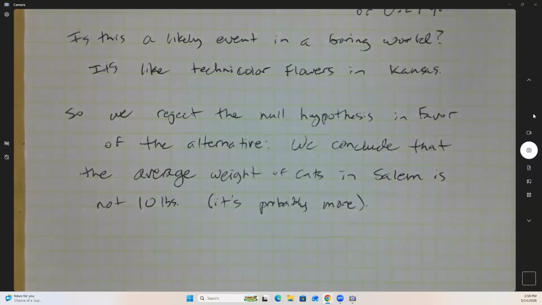We don't have to say it's 12. We don't have to be that confident. A hypothesis test is not about saying, I think it's this answer. A hypothesis test is actually about saying, I don't think it's the boring answer.